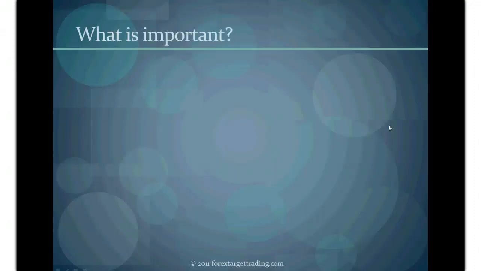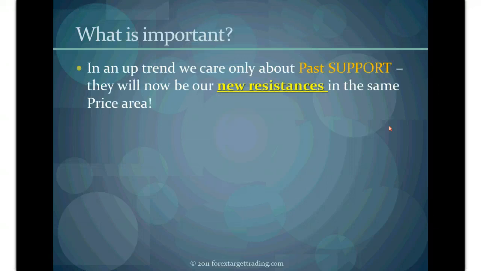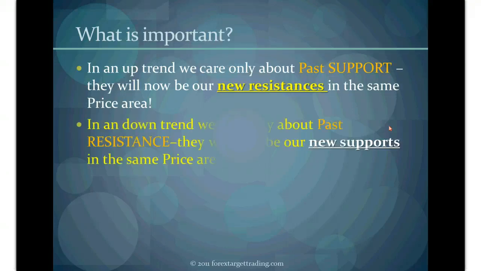All right? So what is important? In an uptrend, we care only about the past support, because they will be our new resistance as long as we're in that same price area. In a downtrend, we care only about the past resistance. They will now be our new supports in the same price area. And this is why traders have a hard time with it. When you say past support is going to be resistance, your brain resists that.